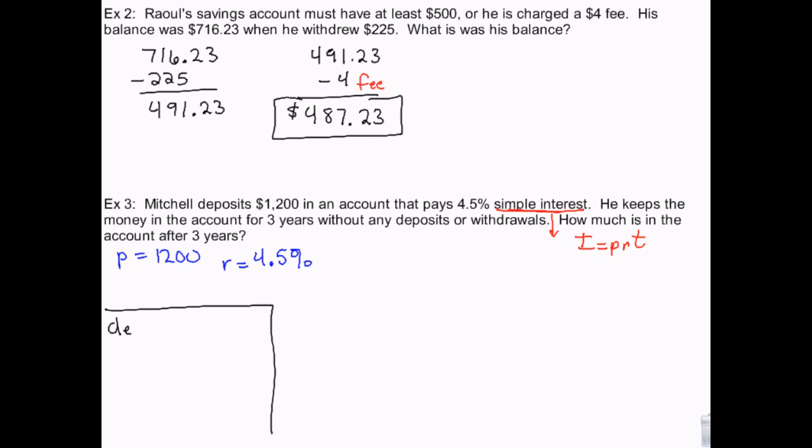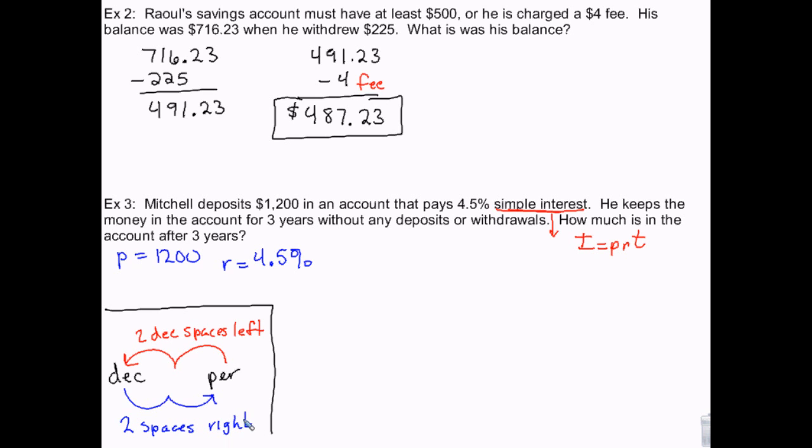Hold on, let me move those down. If we're moving from a percent to a decimal, we're going to move 2 spaces to the left. If we're moving from a decimal to a percent, we'd move 2 spaces to the right. And it's easy to remember because it's alphabetical, so if you put D and P, it goes in that same order. So I want to turn this percent into a decimal, so I'm going to move 2 spaces from the P to the D.